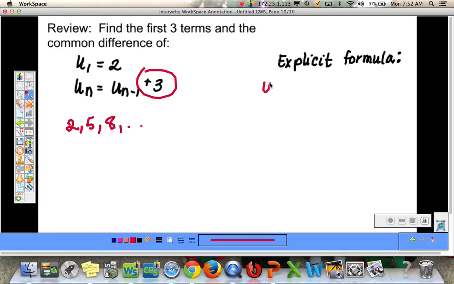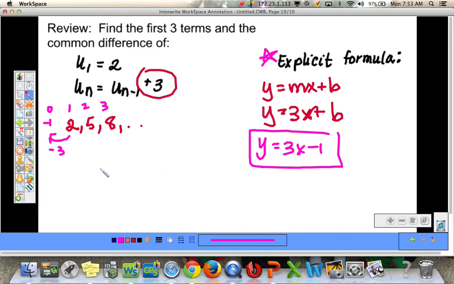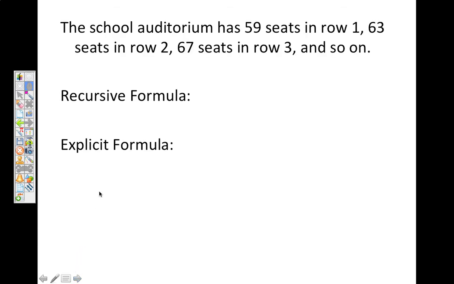To write the explicit formula, we have y equals mx plus b. M is the slope. What is the slope here? Well, it's the plus 3. But we need the y-intercept, and the y-intercept is the 0 term. Here's the first term, second term, third term. So the 0 term, worked backwards: instead of adding 3, you'll subtract 3. So the 0 term is -1. That's the y-intercept. So you have y equals 3x minus 1 is the explicit formula, and we're going to use that in our sigma notation for the next problem.